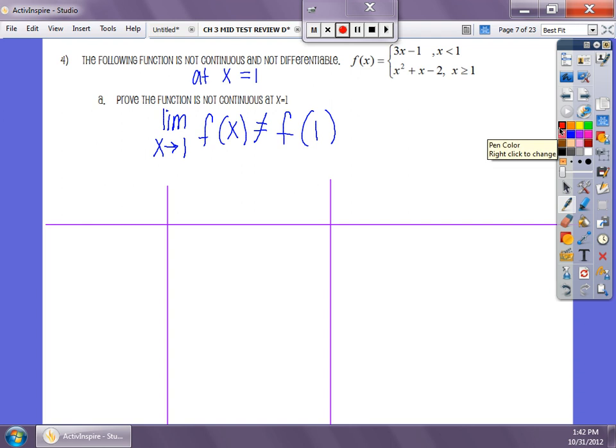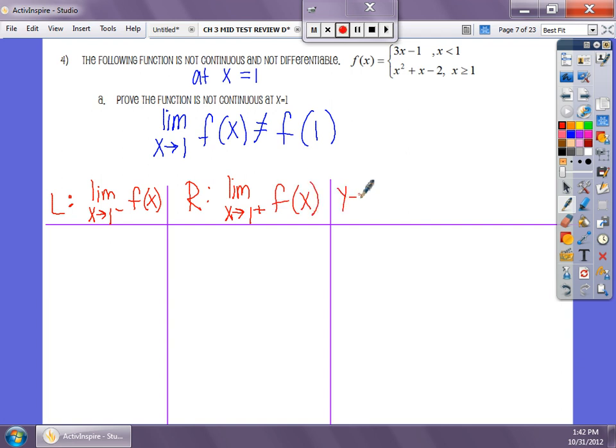To find the limit, you're going to do the left side limit, which is the limit as x goes to 1 from the left. You're going to do the right side limit, which is the limit as x goes to 1 from the right. And then you're going to do the y value, which is f of 1.